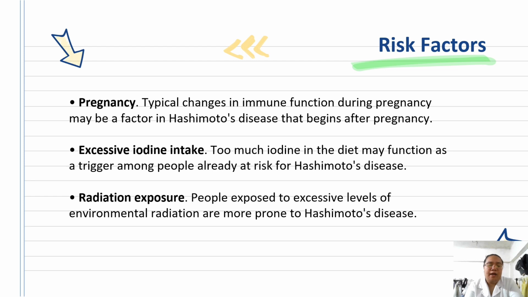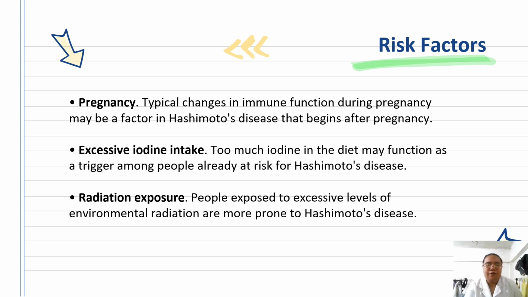Then, as I mentioned earlier in the causes, is pregnancy, or if the mother recently had a baby. Typical changes in immune function during pregnancy may be a factor in Hashimoto's disease that begins after pregnancy. That is what we call postpartum thyroiditis. Next is excessive iodine intake. Too much iodine in the diet may function as a trigger among people already at risk for Hashimoto's disease.